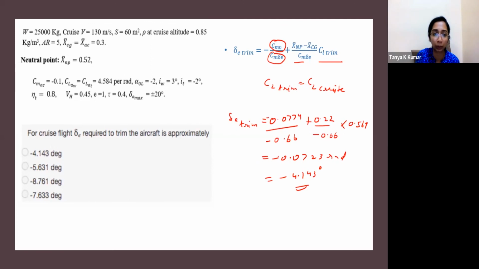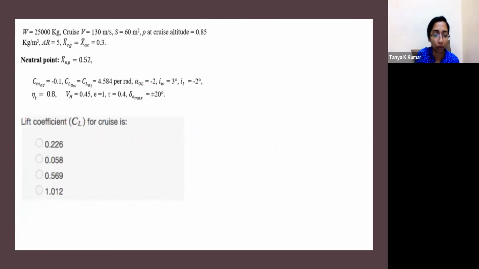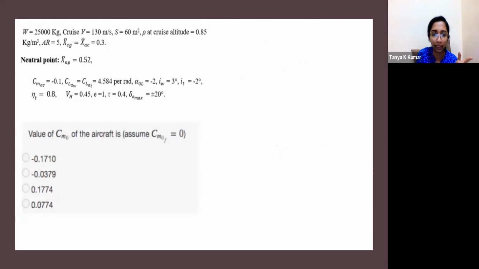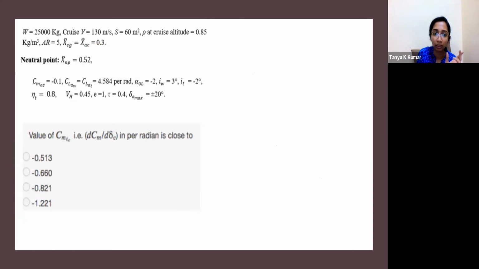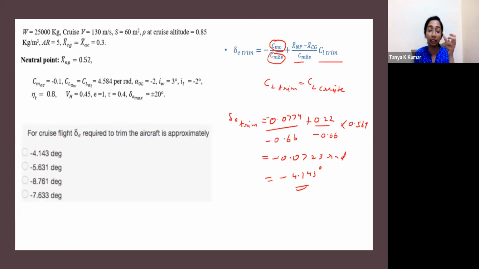All of this series of questions, is it clear? Is there any question in these series of questions? From here, the CL, we know how to calculate the CL. We calculated the downwash angle at the tail. We calculated Cm naught of the entire aircraft, contribution from wing and tail separately. We calculated Cm delta E, then the static margin, and finally the delta E required to trim the aircraft at cruise velocity. Okay, is this clear?